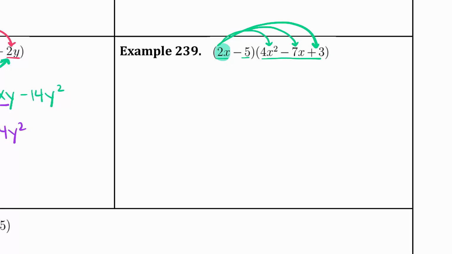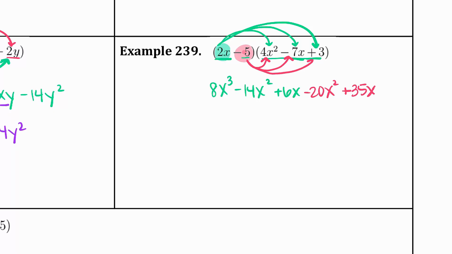So 2x times 4x squared gives me 8x cubed. 2x times negative 7x is minus 14x squared. And 2x times 3 is 6x. Now we're going to take our negative 5 and we're going to distribute that. Negative 5 times 4x squared is negative 20x squared. Negative 5 times negative 7x is positive 35x. Negative 5 times 3 is negative 15.